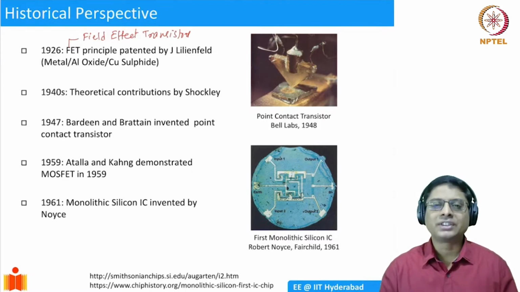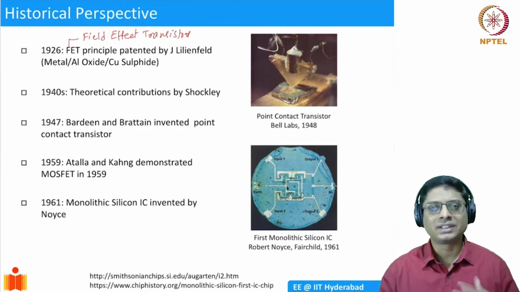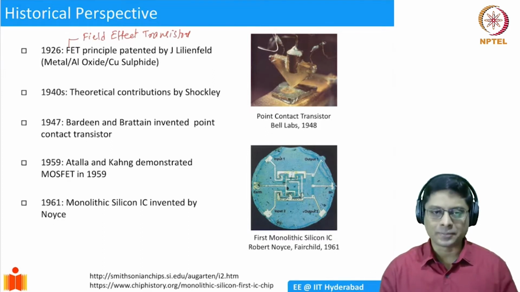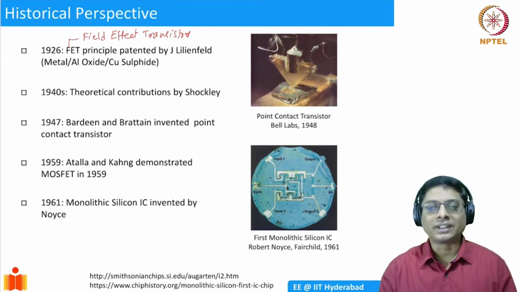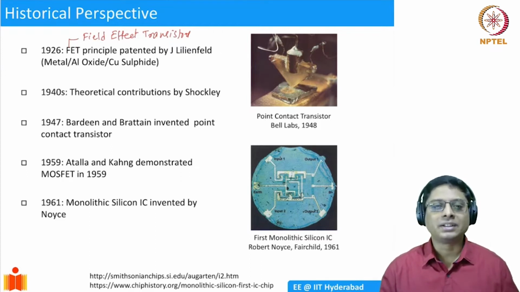They were searching for this, and there were many failed attempts. Bardeen and Brattain also were contributing to this effort, and Bardeen, I believe in 1945, proposed that there are surface states in a semiconductor which are very important, and that helped them in the theoretical understanding. Finally, in 1947, Bardeen and Brattain invented what is known as the point contact transistor.